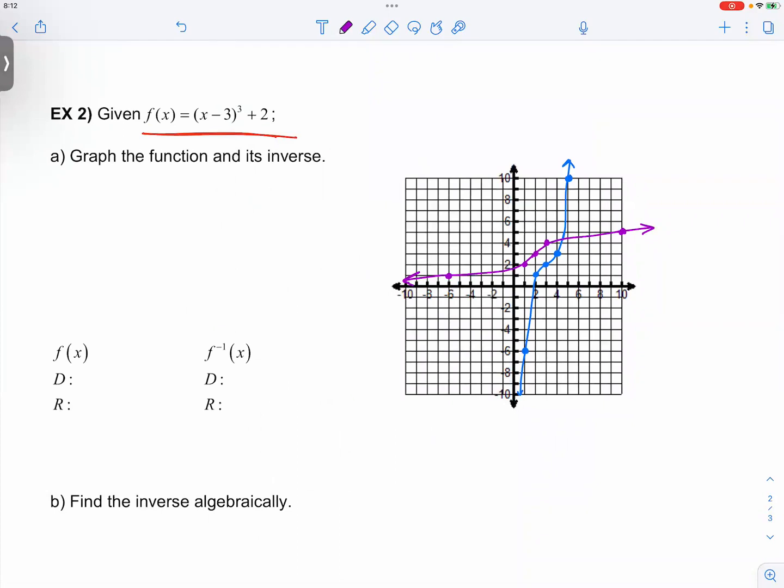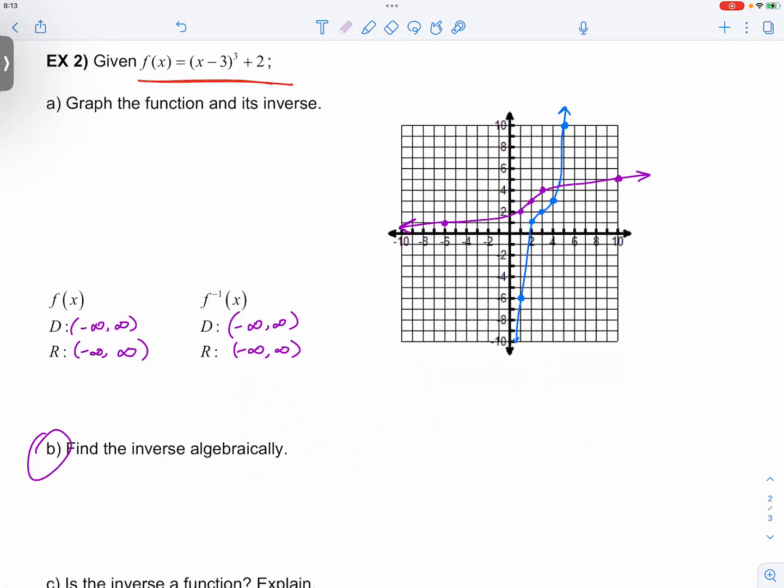And we're going to go ahead and find the inverse. The domain and range is going to be a bit boring because they're all going to be just negative infinity to infinity, since cube root functions and cubic functions do not have any sort of restrictions. I want to focus more on part B, finding the inverse algebraically. Just want to make sure that you are perfectly capable of doing it. And again, we're going to set y equal to x minus 3 cubed plus 2.